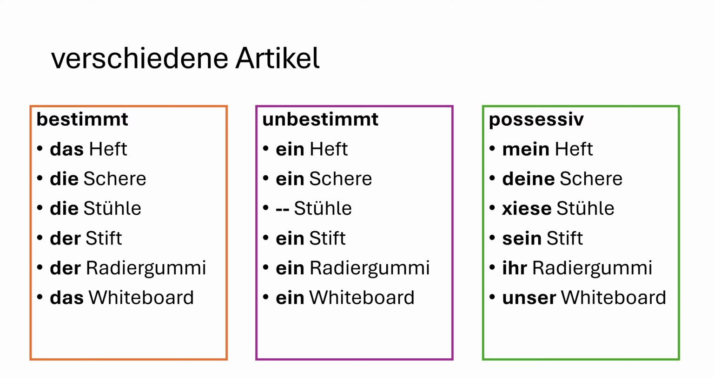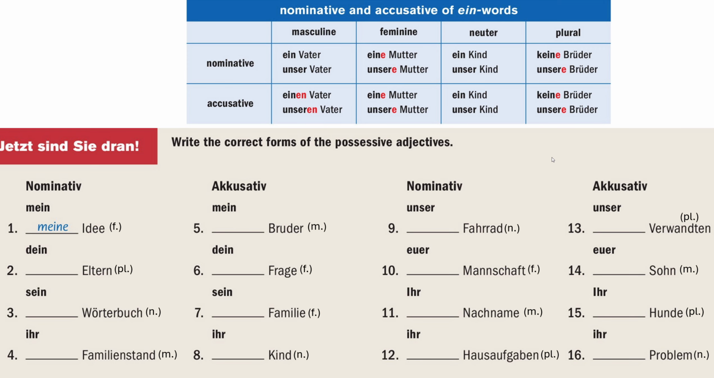So it's die Stühle, oder diese Stühle. Yeah? And this will be the last one that we look at here. Der Stift becomes ein Stift, sein Stift. Okay? All right. So this hopefully is a pretty easy practice for you.